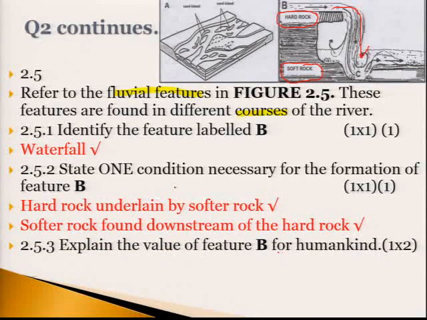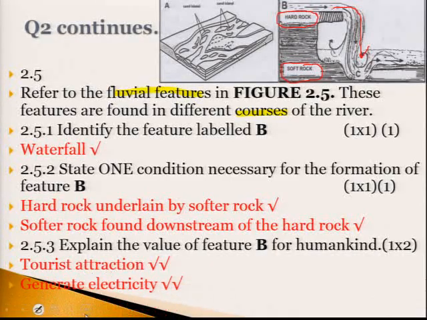Then explain the value of this B to humankind. What will be the importance of this waterfall to us? Number one, it will attract tourists who will visit the area. Because there's a lot of water, we can also generate hydroelectricity. And because tourists will be coming, we can start to have a lot of income, money.